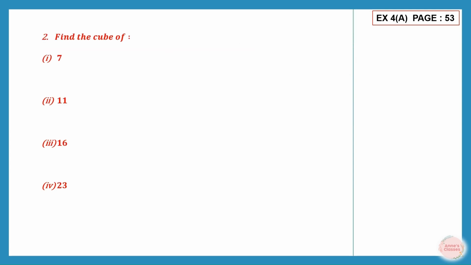Question 2. Find the cube of all these numbers. Find the cube of this. That means we multiply this 3 times. So let's do that. This will be 7 into 7 into 7 to find the cube of 7. So 7 sevens are 49. And 49 into 7 is 343. So this is our answer. The cube of 7, or 7 cube, is 343.